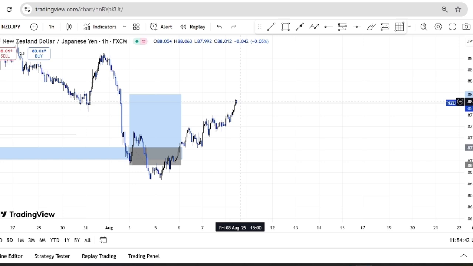For this week, we had two stop losses and one break even, which cost us a loss of over minus $200, because of the swap fees that we paid.